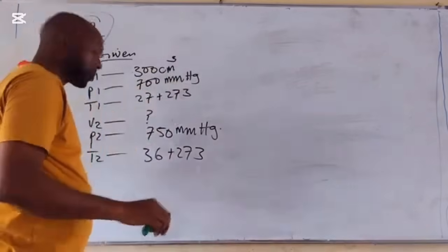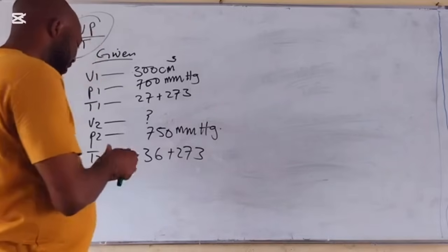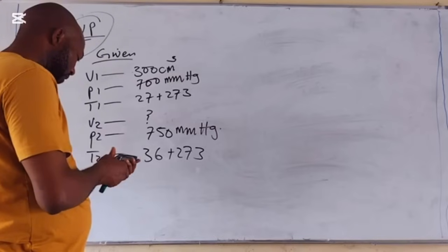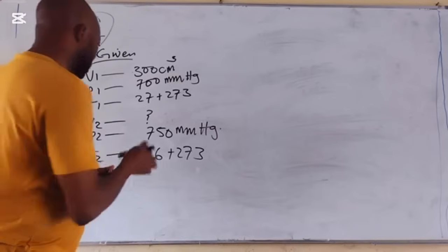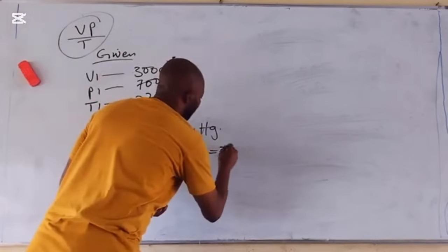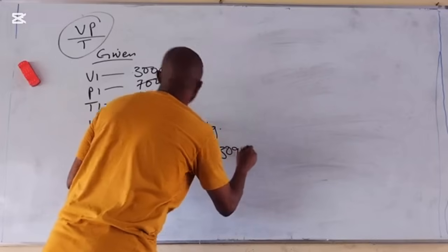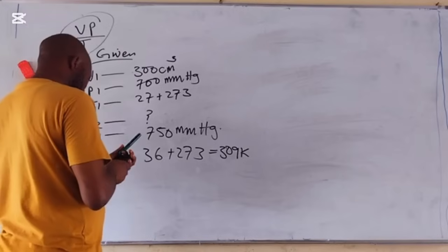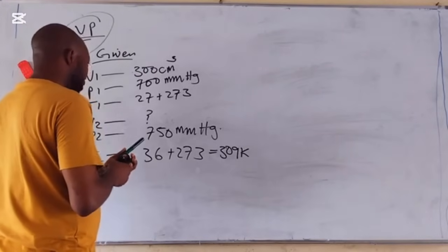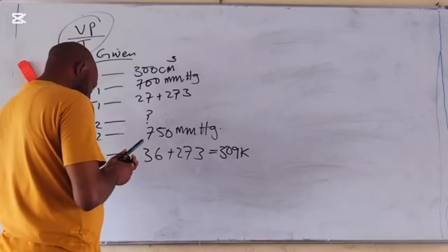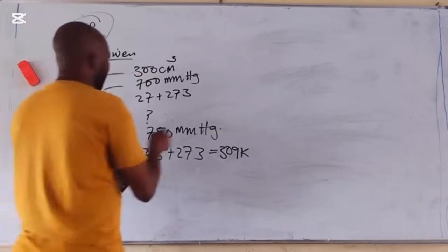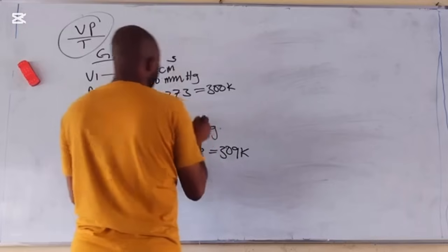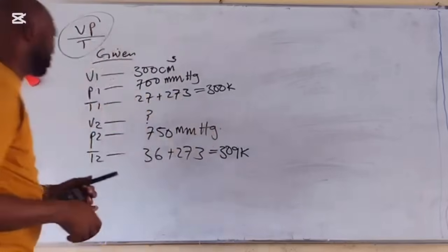So here we have again 36 plus 273, which is equal to 309 Kelvin. Where again, T1 is 27 plus 273, it's 300 Kelvin. We go back to our formula.